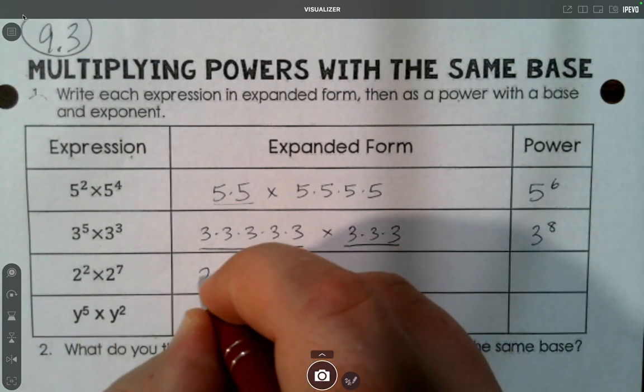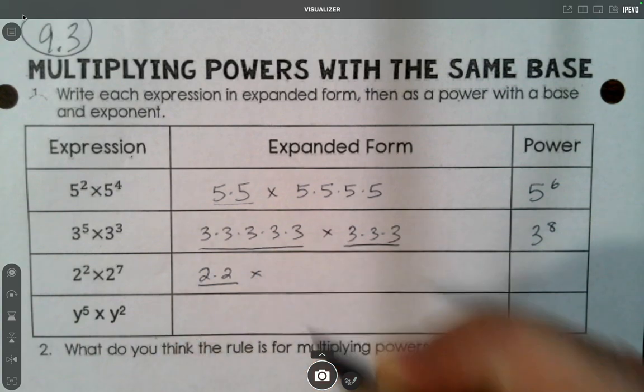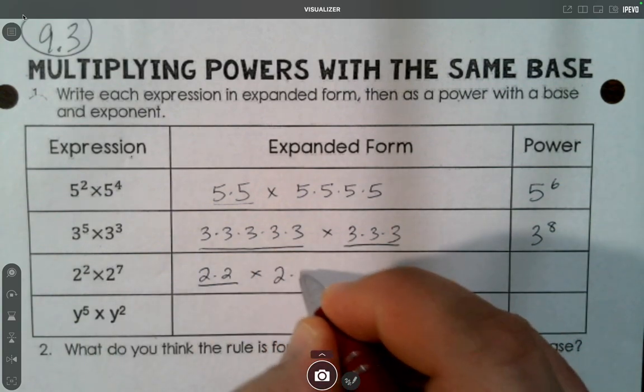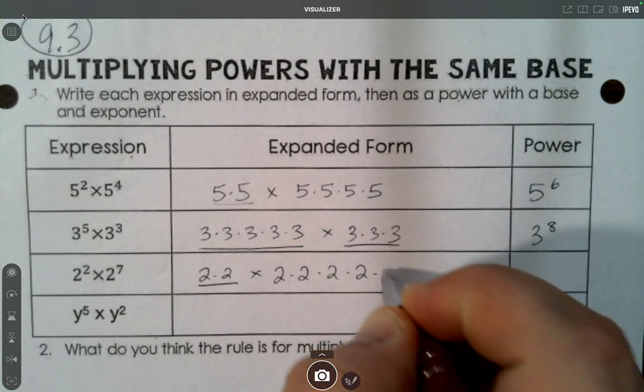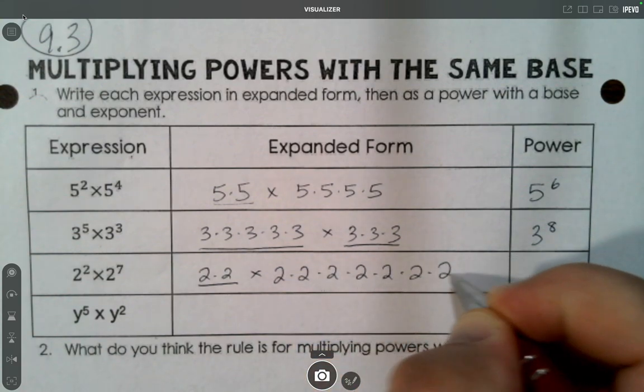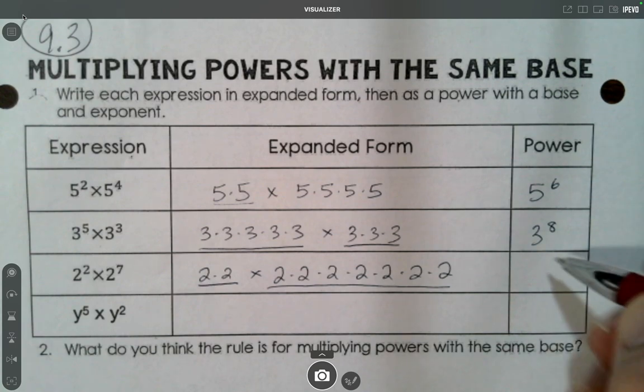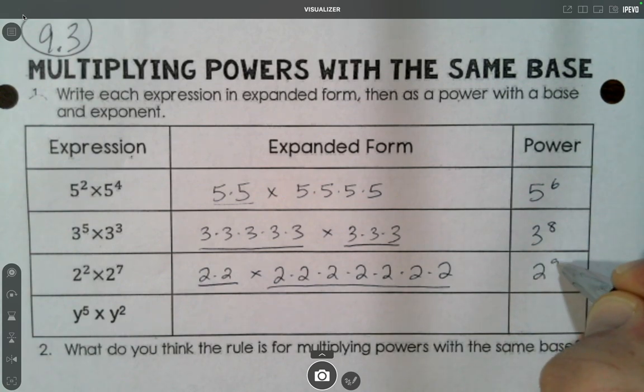2 squared, that's 2 times 2. Now we have 2 times itself 7 times: 1, 2, 3, 4, 5, 6, 7. I'm just underlining so you see the difference between the first term, 2 squared, and the second term, 2 to the 7th. So if you count 1, 2, 3, 4, 5, 6, 7, 8, 9, this is the same as 2 to the 9th power.